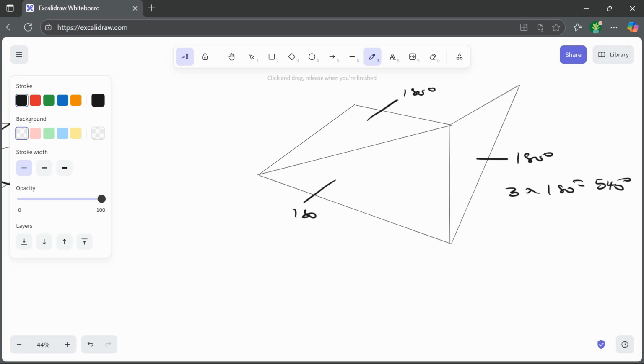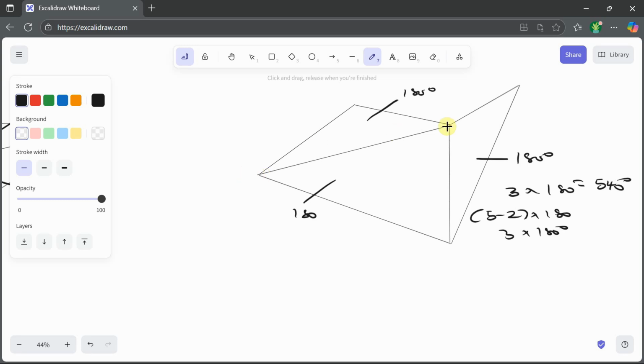Now let's look. How many sides do we have? We have 1, 2, 3, 4, 5, in the shape itself. Before I divide it into triangles, the original shape has 5 sides. What does that tell you? If I do 5 minus 2 times 180 degrees, that will give me 3 times 180 degrees. So you can see that this is an example that shows how this particular formula was gotten.